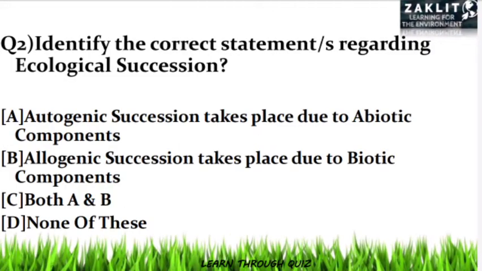The second question was to identify the correct statements regarding the ecological succession. So here the correct option will be option number D. None of the statements are correct because autogenic succession takes place due to biotic components and allogenic succession takes place due to abiotic components. So both the statements were given wrong. Let's move to the next question.